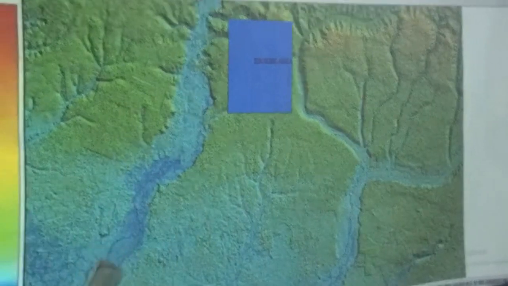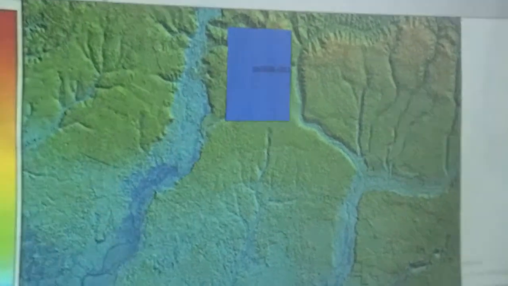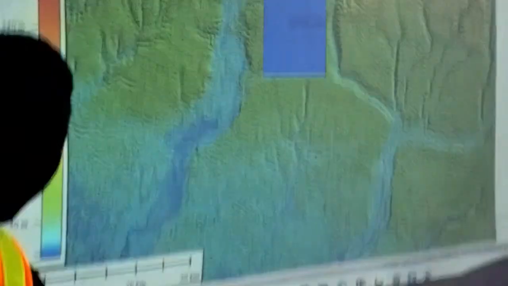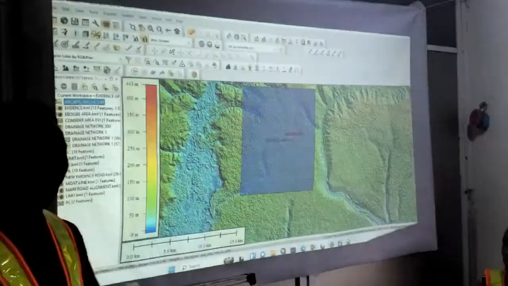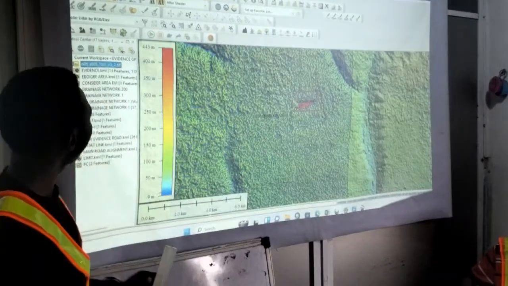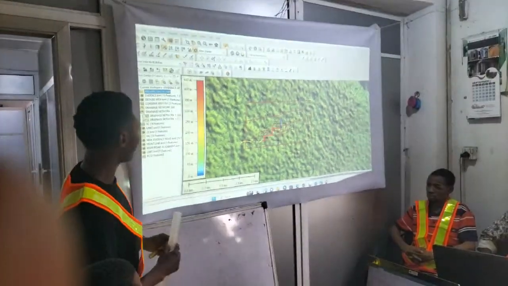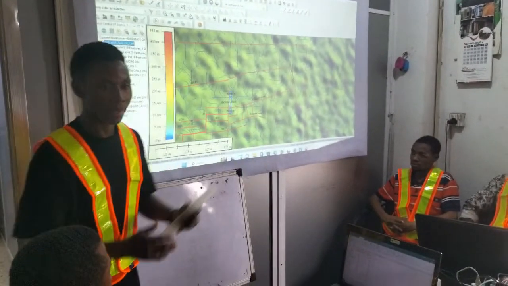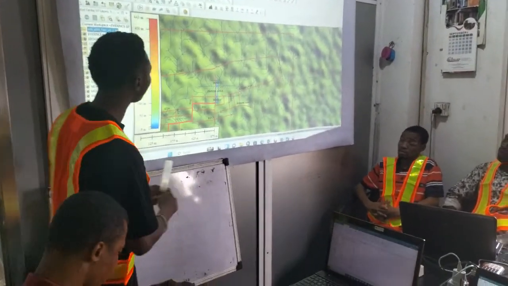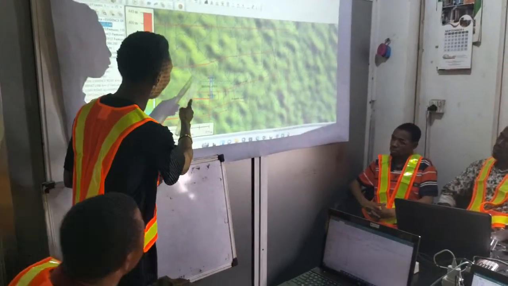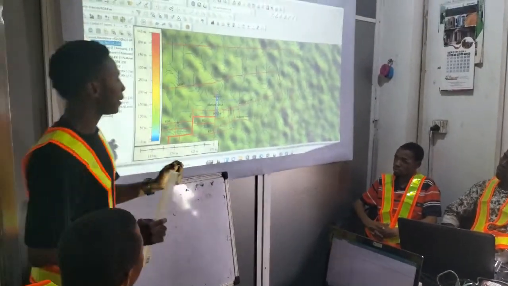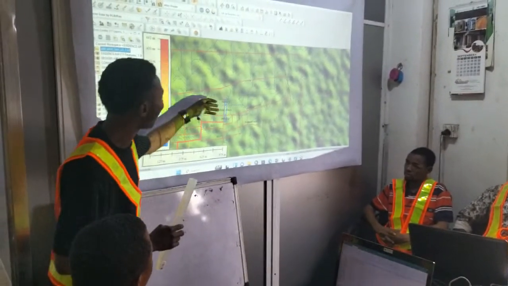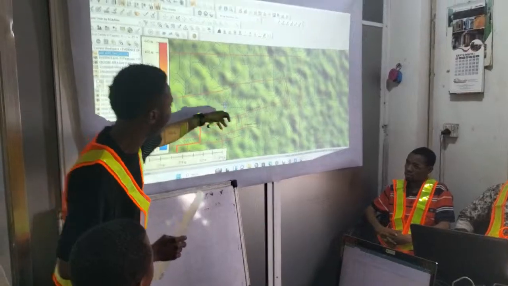So the next thing is to analyze this area of study. How do we do that? By using this Global Mapper, we go into the analysis tool and generate what we call a watershed. After generating the watershed, it's going to give us different catchments and flow paths. These are the flow paths in view. Having gotten our flow path, how does the water flow, how does this flow path affect this area of study?